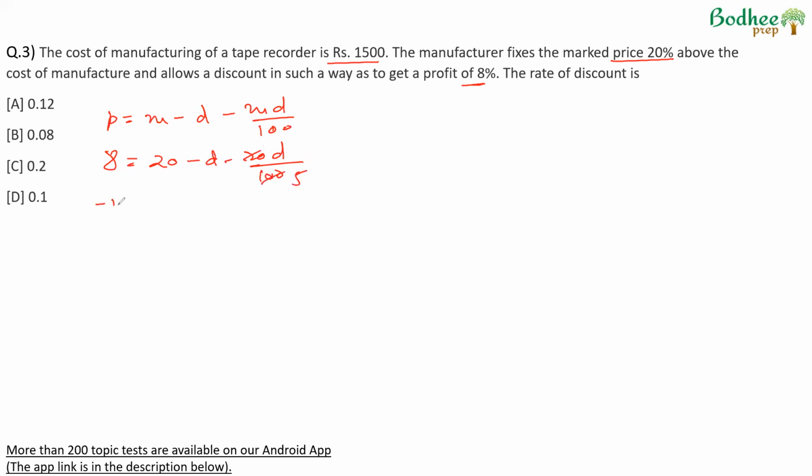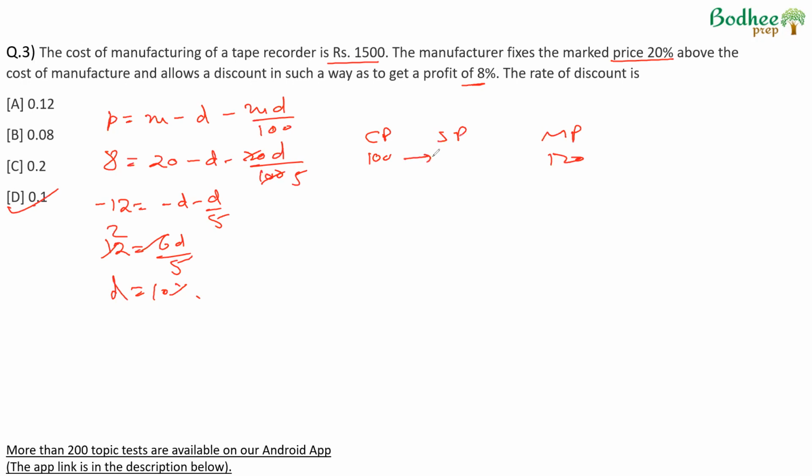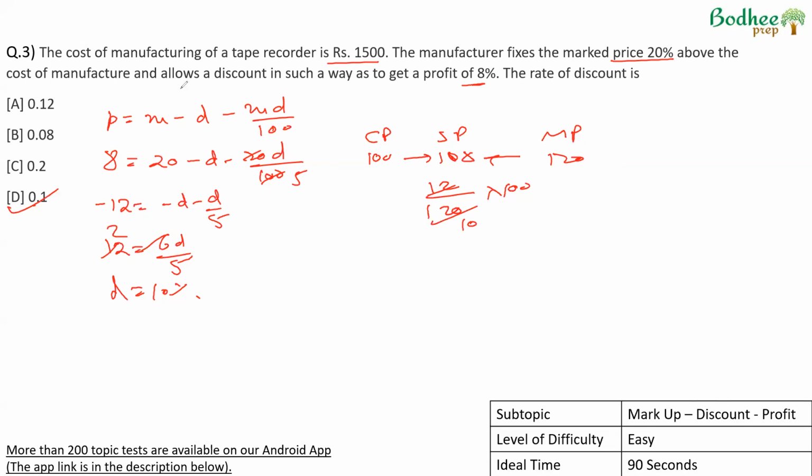So this will be minus 12 is equal to minus D by 5. So 12 is equal to 5D plus D, 6D by 5. D is equal to 10. So the discount is 10% or 0.1, or we can say cost price 100, marked price 20% more 120, selling price 108, profit of 8. So discount of 12 on a base of 120, which is 1 by 10, 10% or 0.1, option D. Straightforward, easy question. Apply formula, get the answer. Not more than 90 seconds to solve the question.